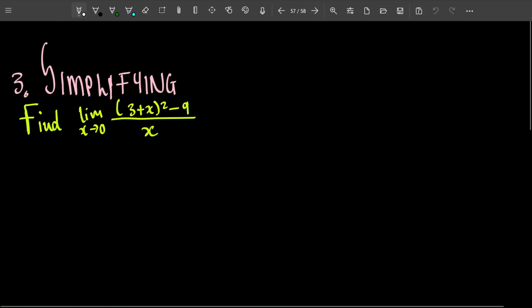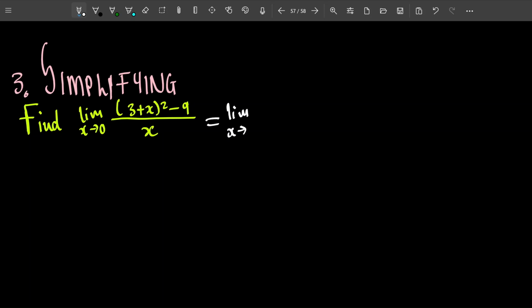Never forget that. What is the other way? Simplifying. Let's see. Can we factorize here? No, we can't. We are going to go ahead and expand. So it's going to be the limit as x approaches 0 of 3 plus x all squared. We start with that, right?